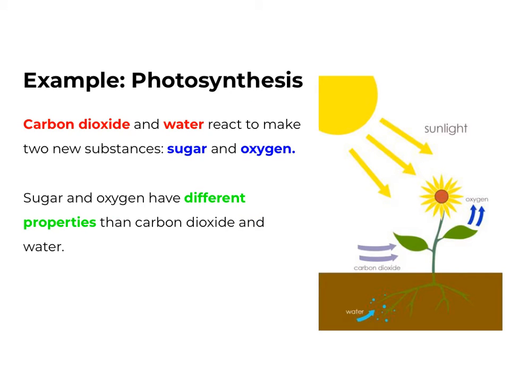Now let's consider photosynthesis as an example of a chemical change. This process exists in green plants. During this process, carbon dioxide and water react to make two new substances, sugar and oxygen. Sugar and oxygen have different properties than carbon dioxide and water. So, when carbon dioxide and water reacted, they formed new substances. And this is clear evidence that a chemical change happened.